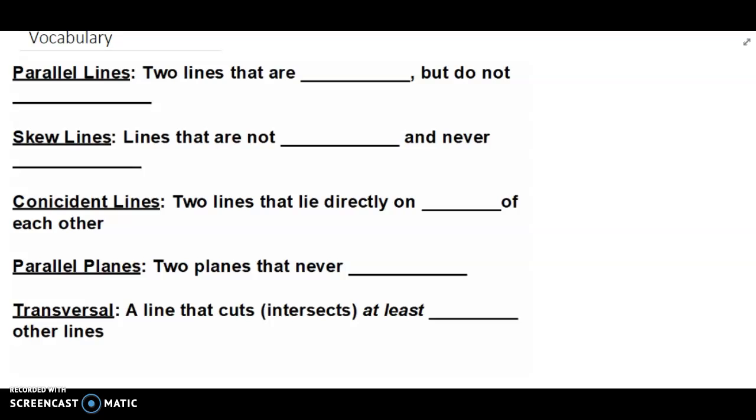Hey guys, this is the first video of chapter 3, so this is section 3.1. A lot of vocab in this section. Some you probably know, others I'm sure you don't know, but it is mainly vocab.